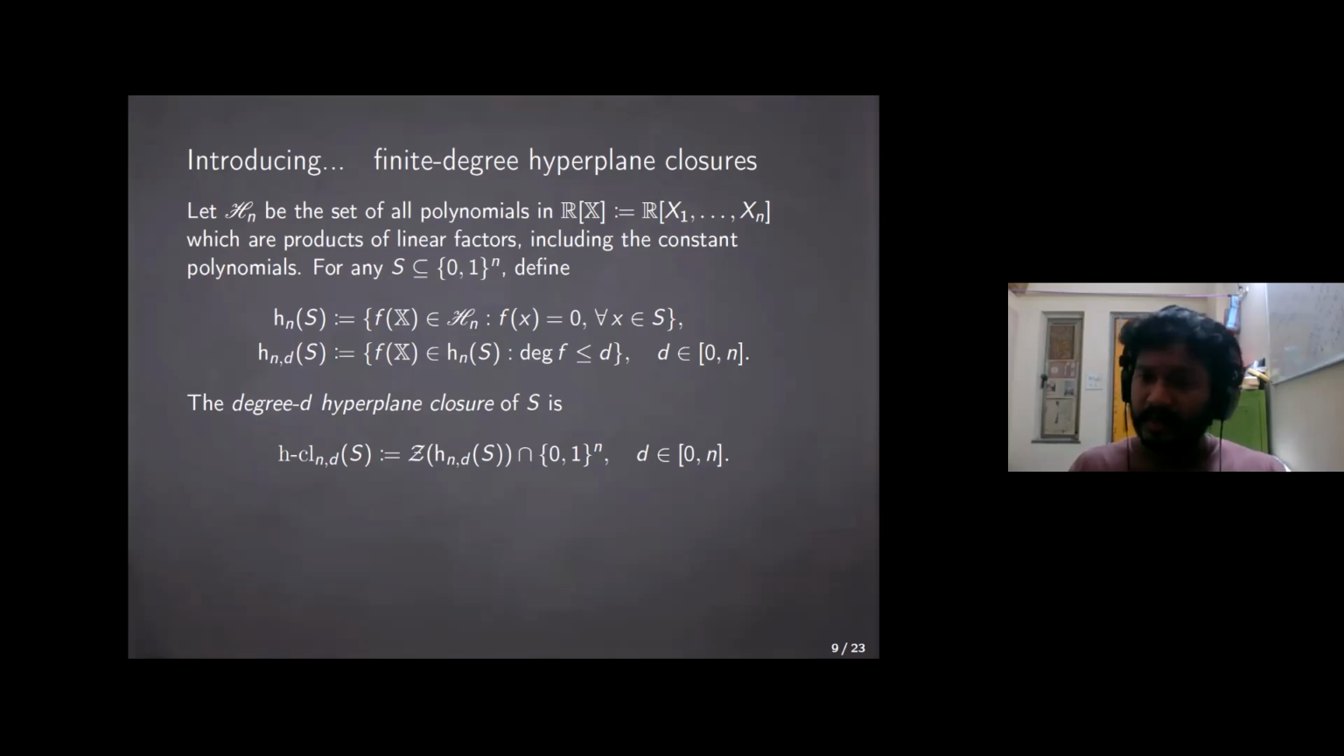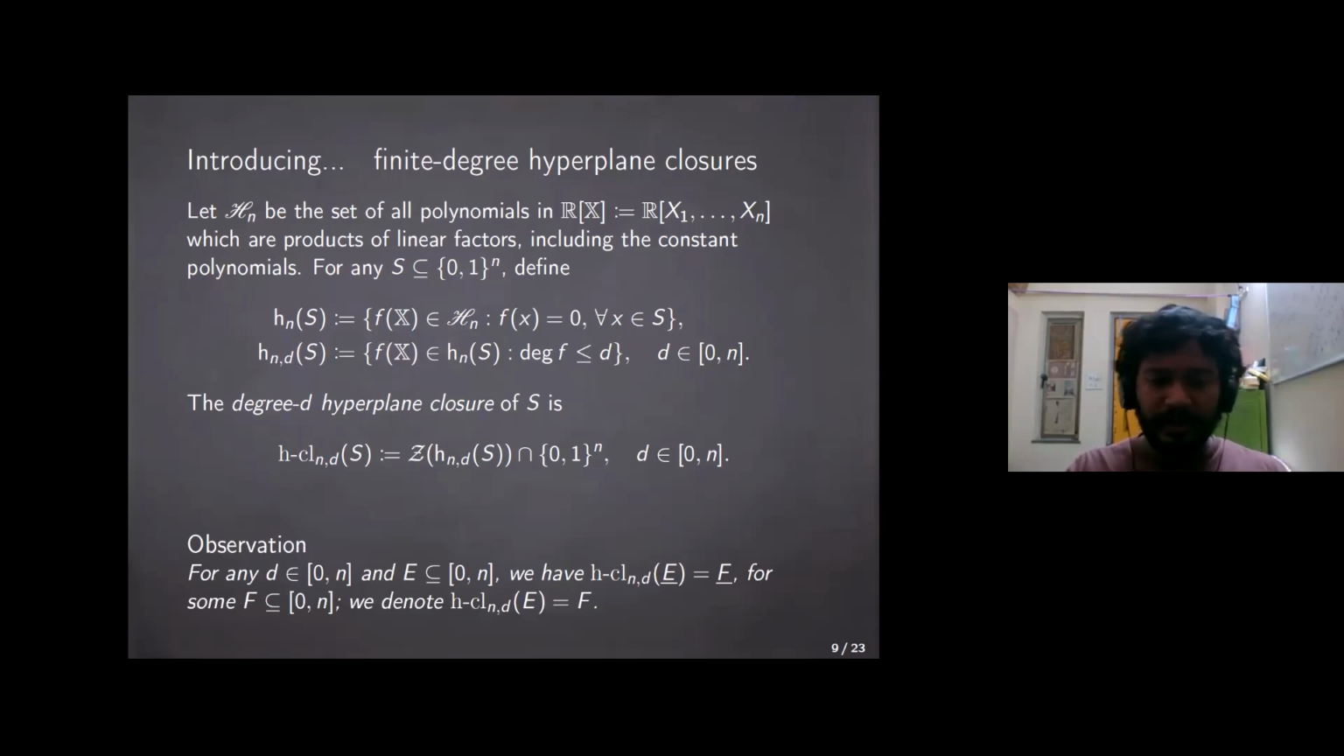And this will turn out to be a symmetric set. This is an easy observation and just follows by tracing the definition, so I'm not mentioning the proof here. For any degree and any subset, the hyperplane closure of degree d for the set E bar will always be of the form F bar for some other set F. It will be a symmetric set. Therefore, we just drop these bar notations and talk about closure of a subset of 0 to n. We'll denote this as hyperplane closure of E is equal to F. So we'll just forget that we are working with layers. Instead, we'll just work with subsets of 0 to n, just for convenience.